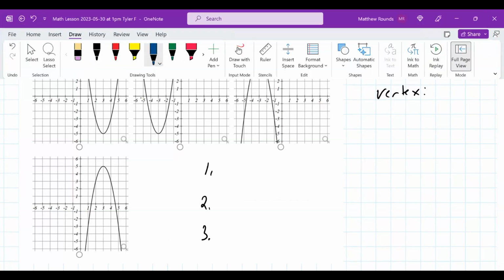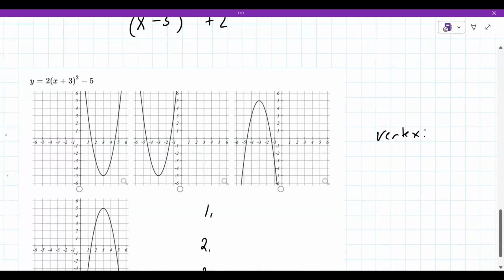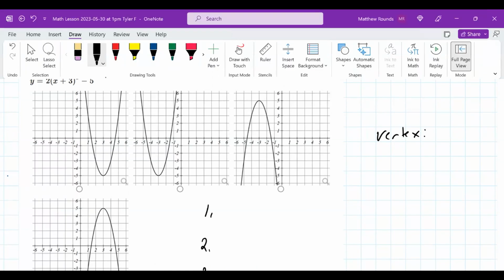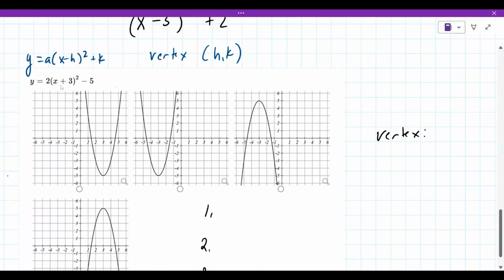The standard form here, let me write that above it. So the standard form is a(x minus h) squared plus k. So this value of h is always opposite of what's inside parentheses. So the vertex is (h, k). You've got to identify the value of h and k. h is always opposite of what's inside parentheses. So the vertex is (-3, k is -5).